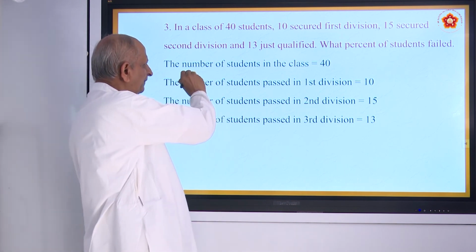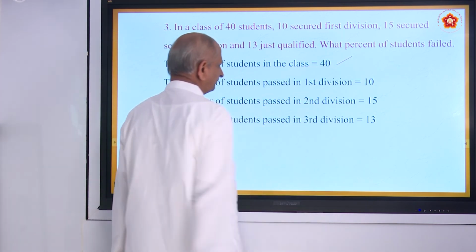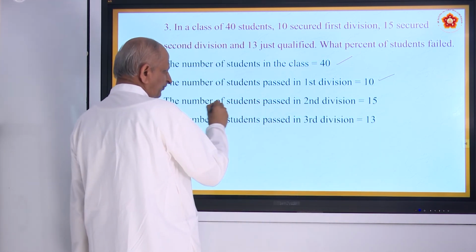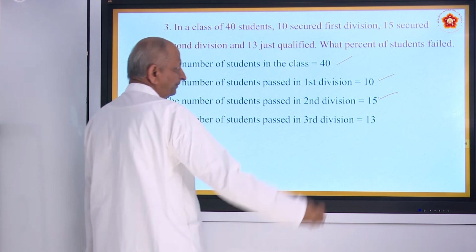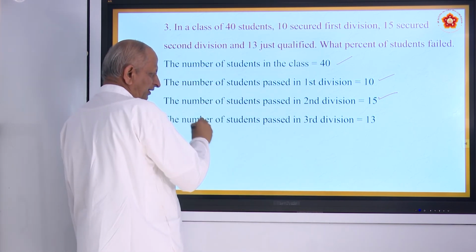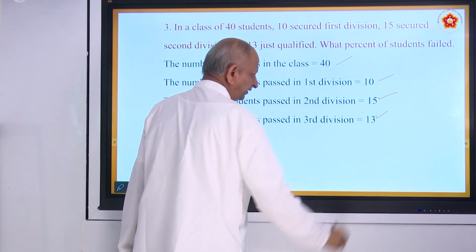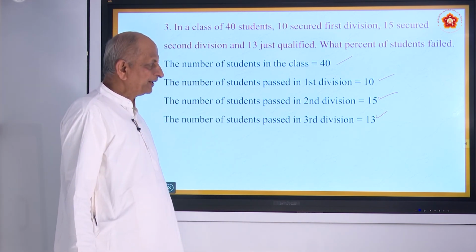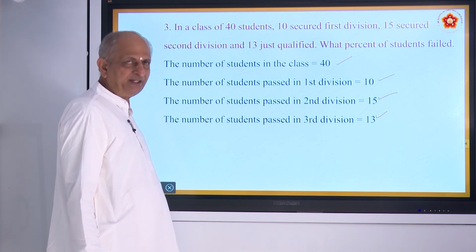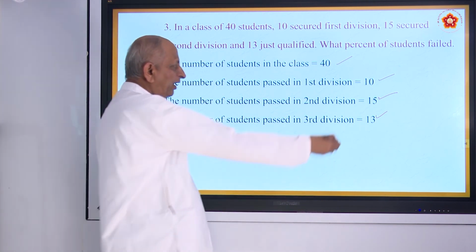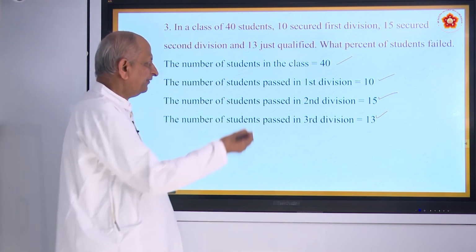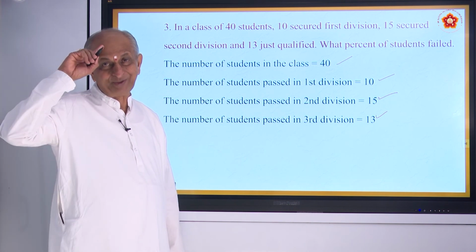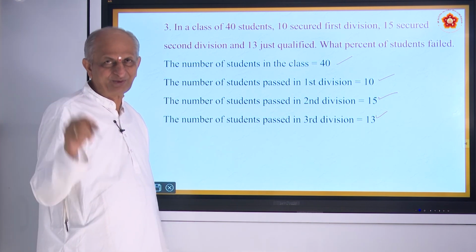Answer: number of students in the class is 40, number passed in the first division 10, number passed in the second division 15. Be careful in transferring things. Number passed in the third division 13. Okay, now comes the number of failed students. How to get the number of failed students? You have to add all this and subtract from 40, is it not? Can you guess? Without working, you must guess. In mathematics, guessing always works out.